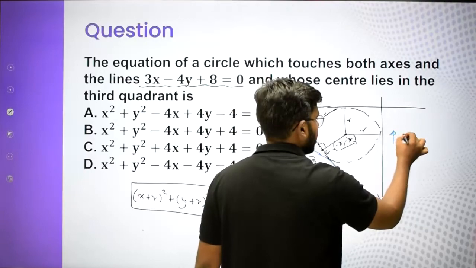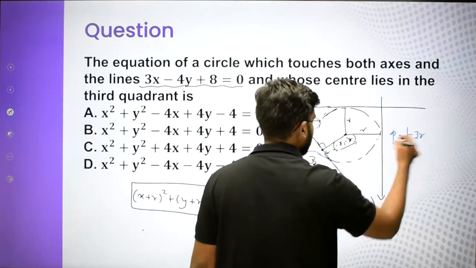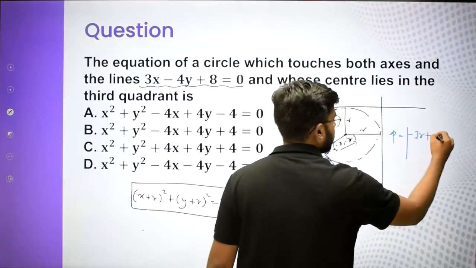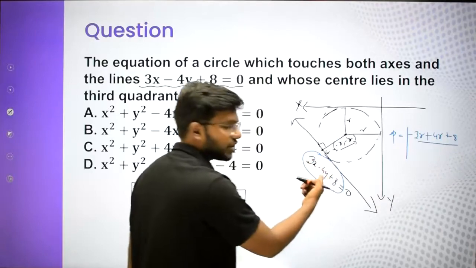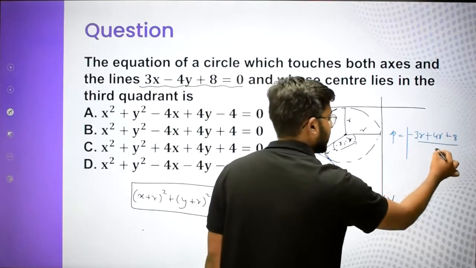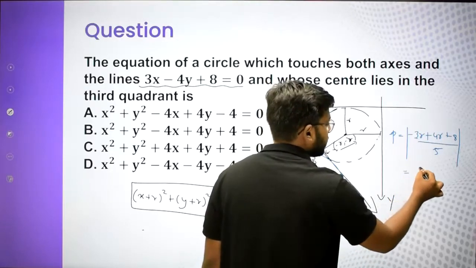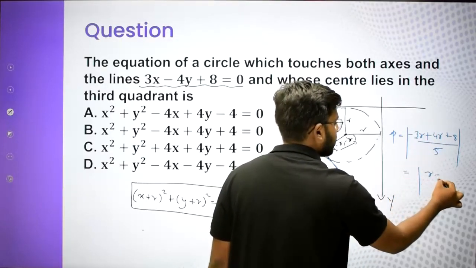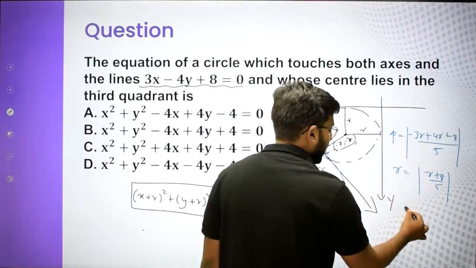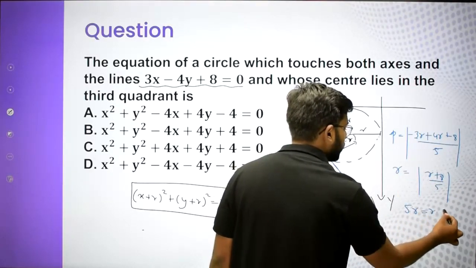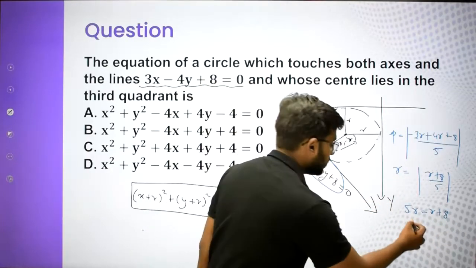So you'll say P will be 3 into minus r, that will be minus 3r, minus 4 into minus r, that will be plus 4r, plus 8. And you can clearly see under root 3 square plus 4 square will be 5. So this is equal to r. So if you simplify, we are getting this as mod of r plus 8 upon 5, equal to r only. So either you can say 5r is equal to r plus 8, when you open the mod as positive.